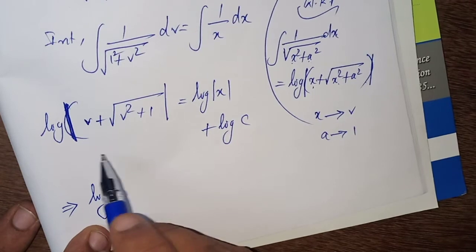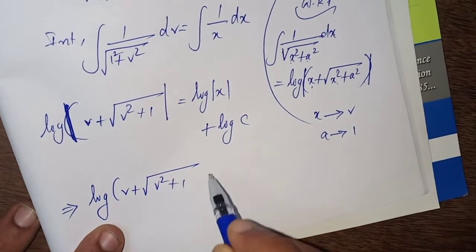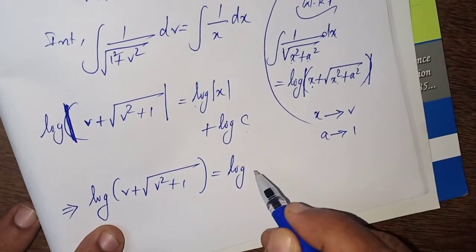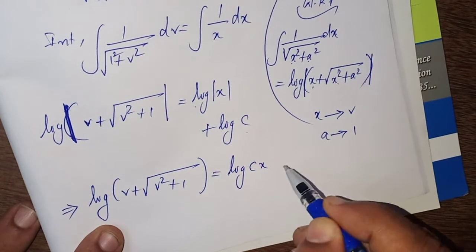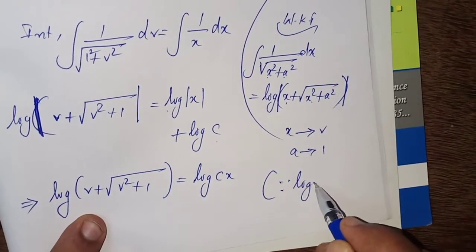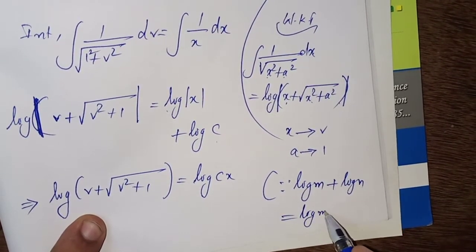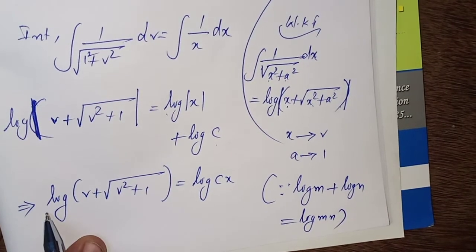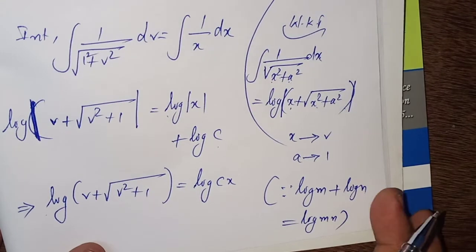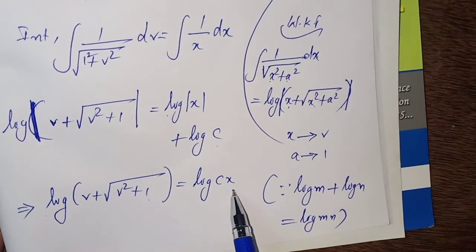Which implies log. Now you can write without modulus. V plus root of v square plus 1, that is equal to, here log m plus log n, that is equal to log m n, x into c or c into x. Write the reason here, since log m plus log n, that is equal to log m n. Here we have log, right hand side also log, both log get eliminated. You just put implies only. You write v plus root of v square plus 1, that is equal to c x.